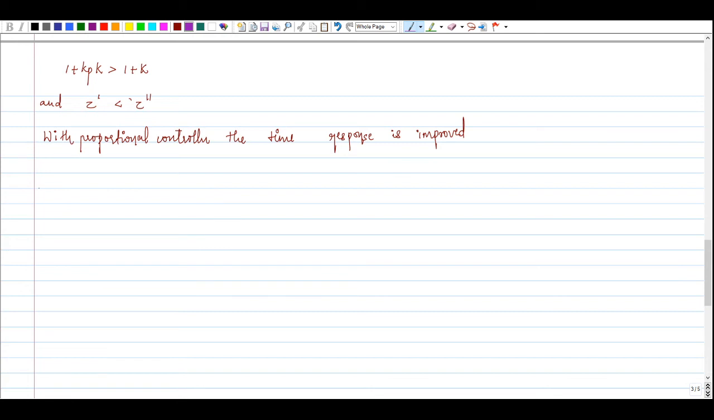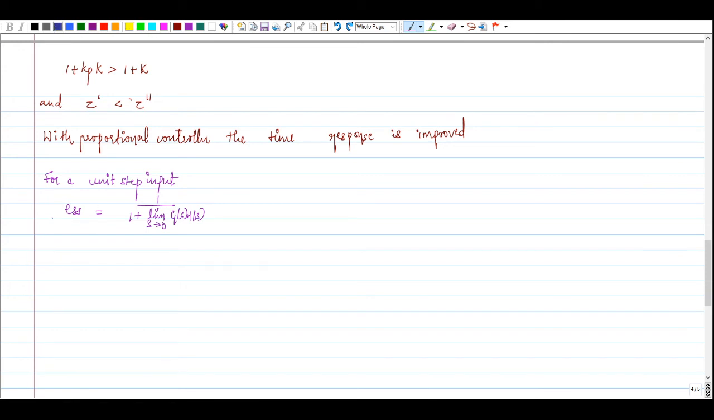So if I consider a unit step input, the steady state error is equal to 1 divided by 1 plus limit s tends to 0 of G(s) into H(s). Now this definition we've seen in the previous sections.